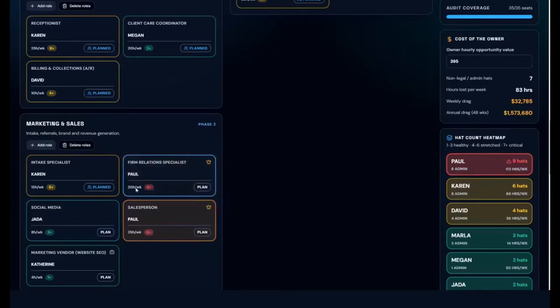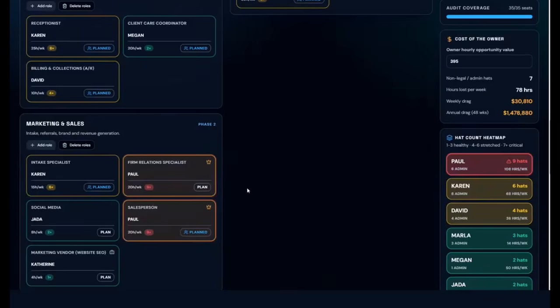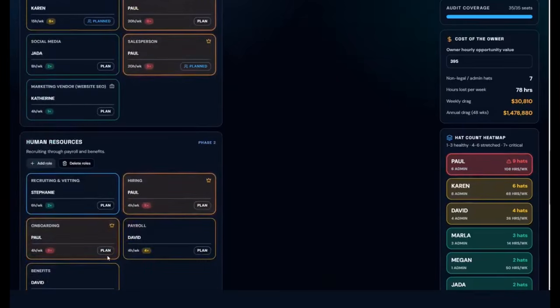Firm relations, Paul spends 20 hours talking to other firms. It's a very important part of our marketing. Social media, Jada does 8. As far as sales, it's not 25 hours a week, but it's 20. It's very important. And then marketing vendor, Catherine, she's a vendor, so it's not super important.